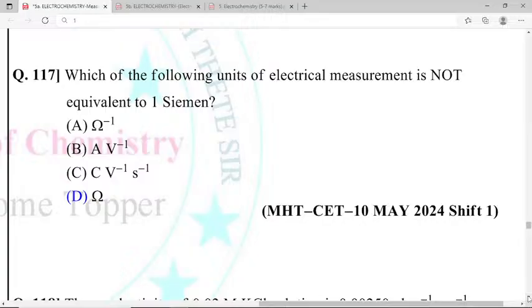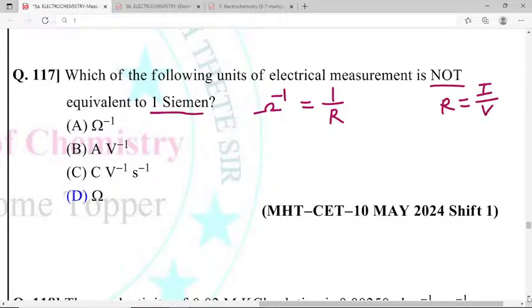Which of the following unit of electrical measurement is not equivalent to 1 Siemens? So 1 Siemens is per ohm, that is reciprocal of resistance, and resistance R is equal to volt by current in ampere. Okay, so ohm.